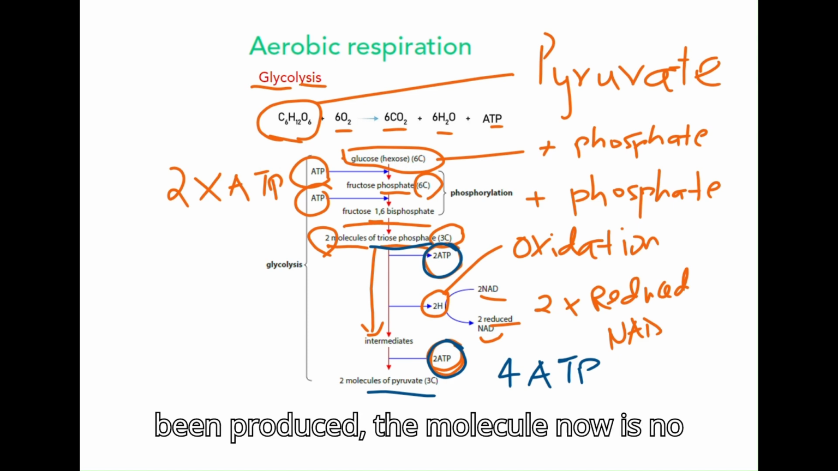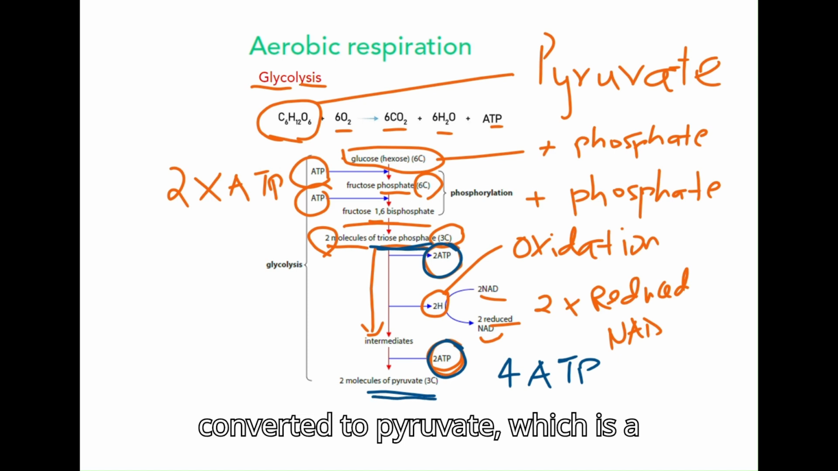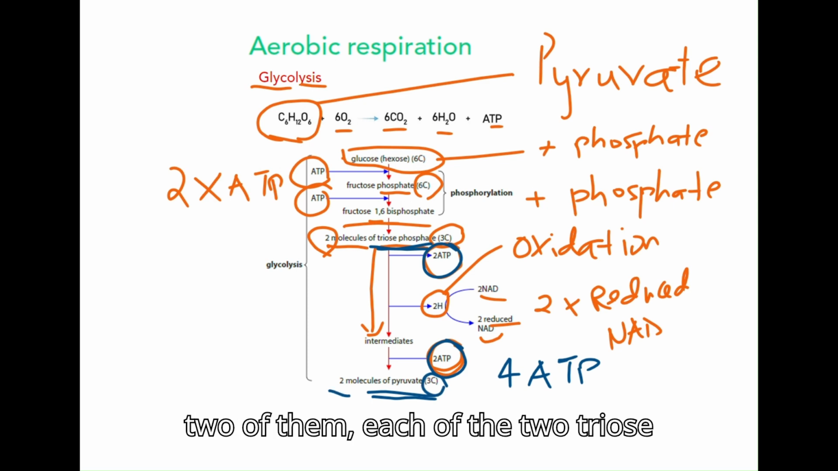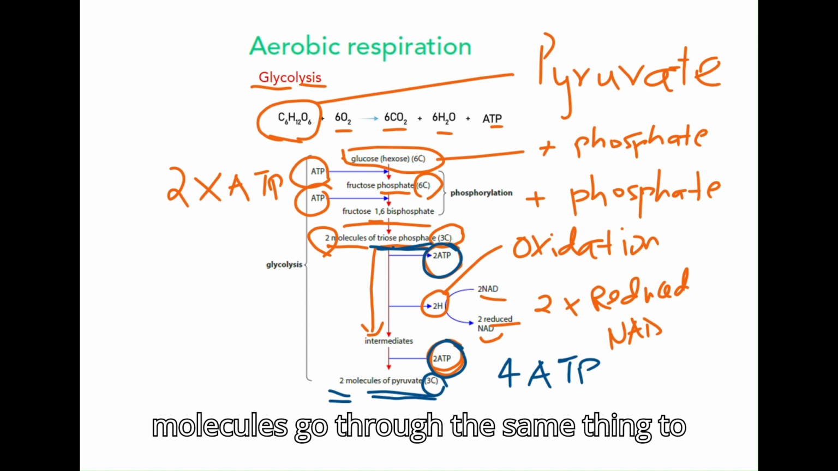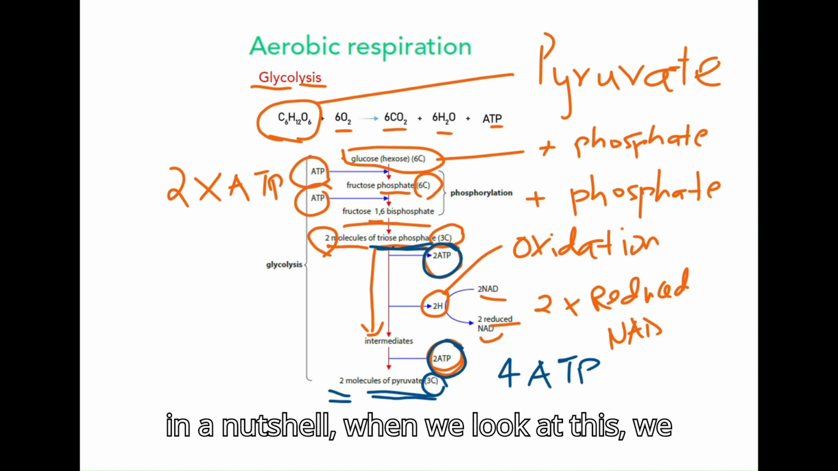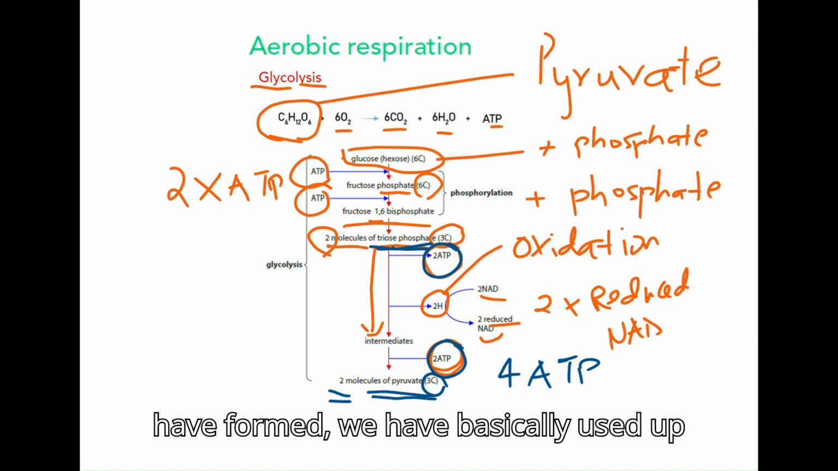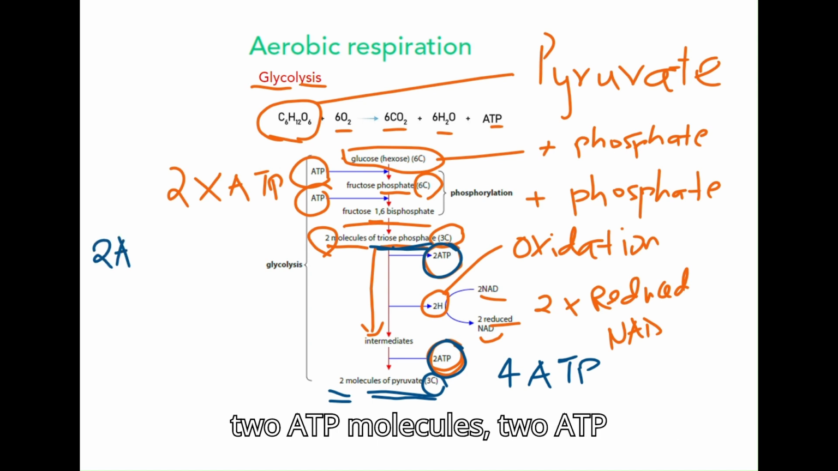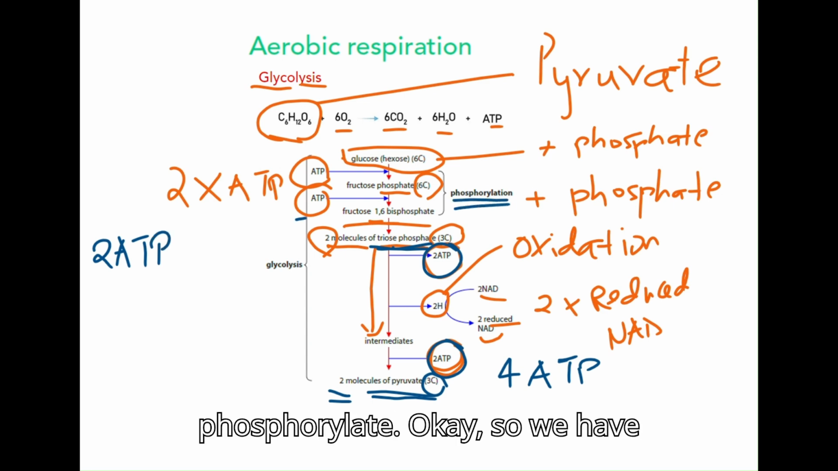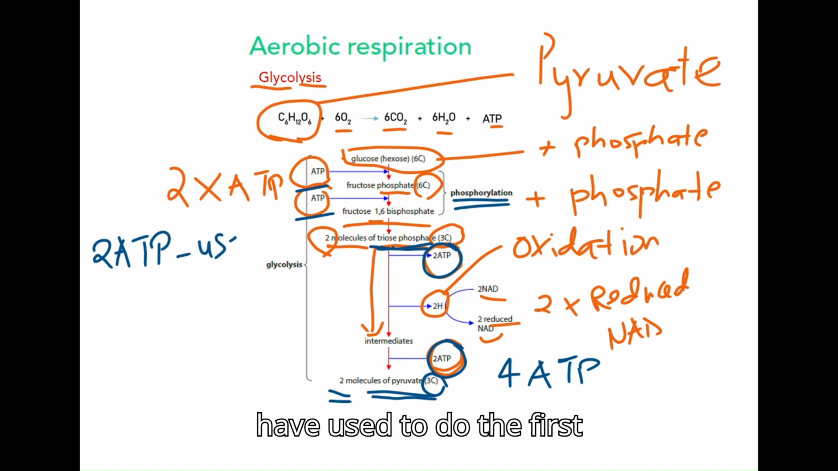Once these have been produced, the molecule is no longer triose phosphate. It is now converted to pyruvate, which is a 3-carbon sugar. And because we had two of them, each of the two triose molecules goes through the same thing to form two pyruvate molecules. So in a nutshell, when we look at this, we can see our products. We used up two ATP molecules at the beginning to phosphorylate. That's what we used to do the first phosphorylation.